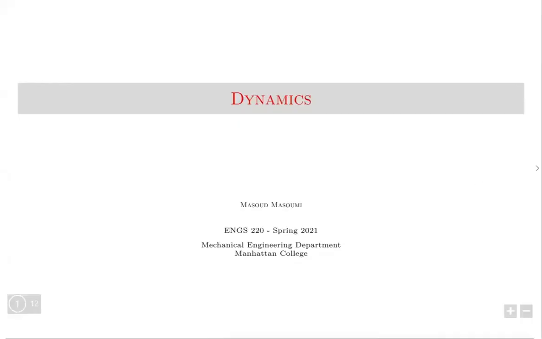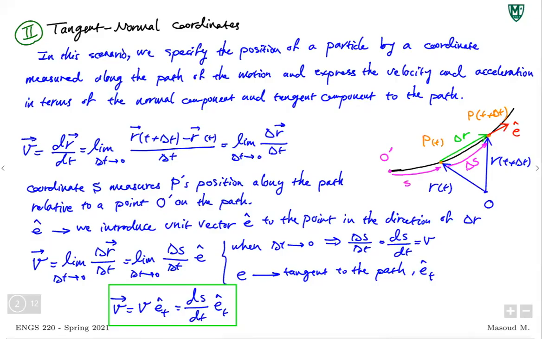I brought a couple of slides from previous class, just to refresh your minds: where were we, what were we talking about? We were talking about the tangent normal coordinate system. Generally speaking, we are looking into curvilinear path, like how do we find position, velocity, and acceleration for a curvilinear motion. First, we used Cartesian coordinates, like x, y, z technically to be more general in three-dimensional space. Now we're talking about tangent normal coordinates.